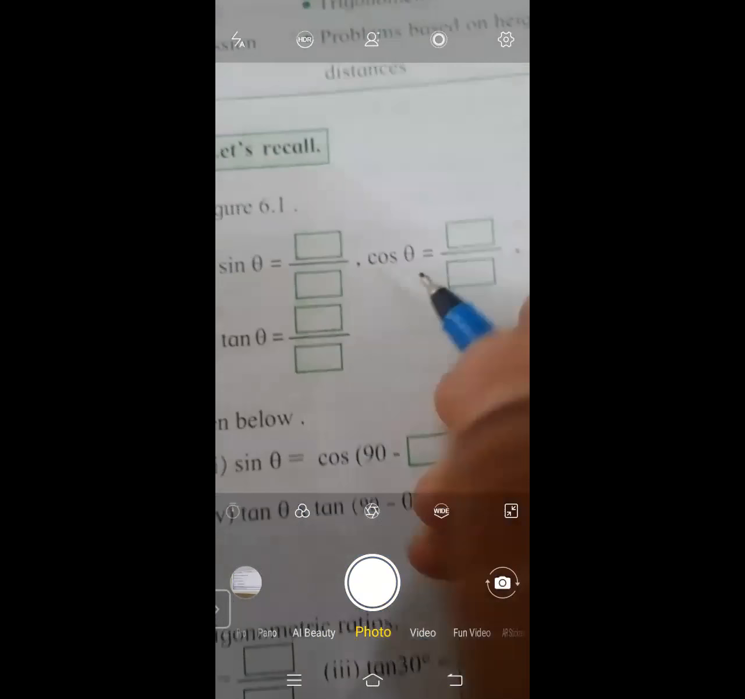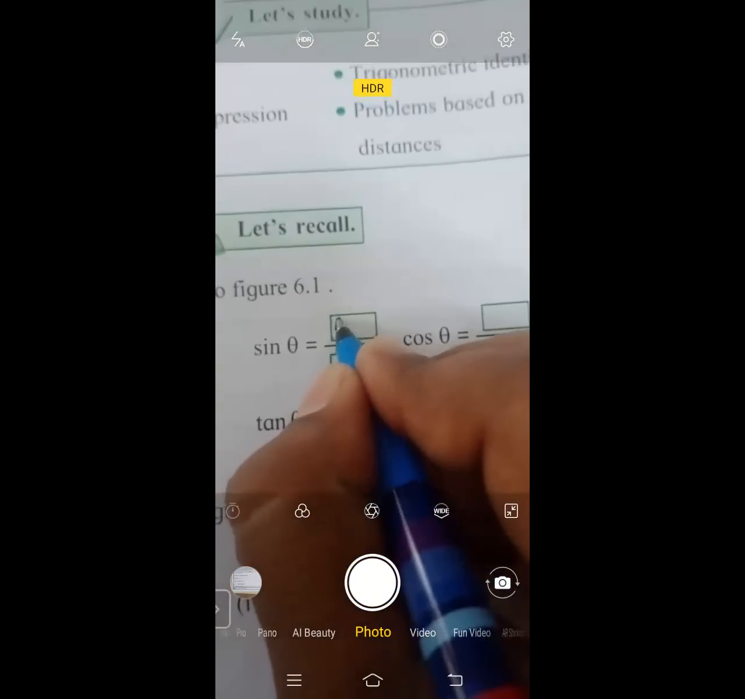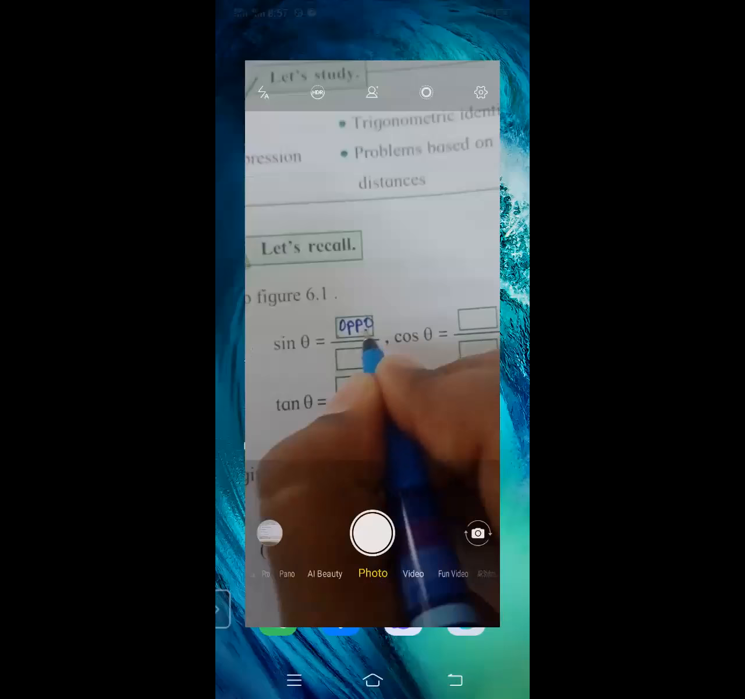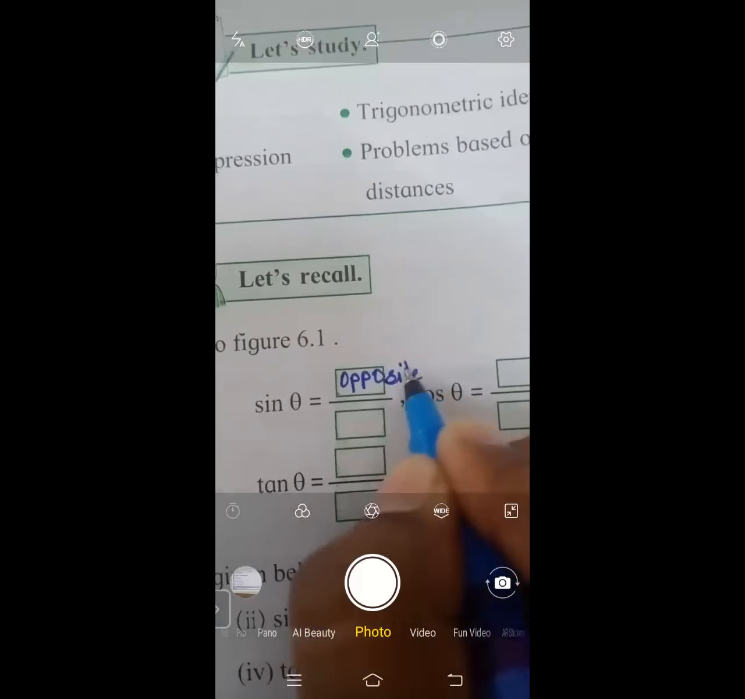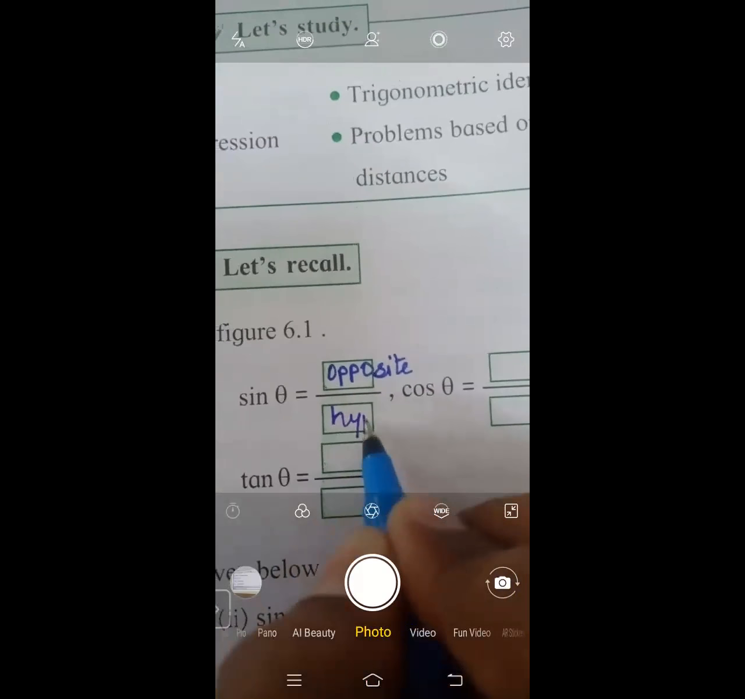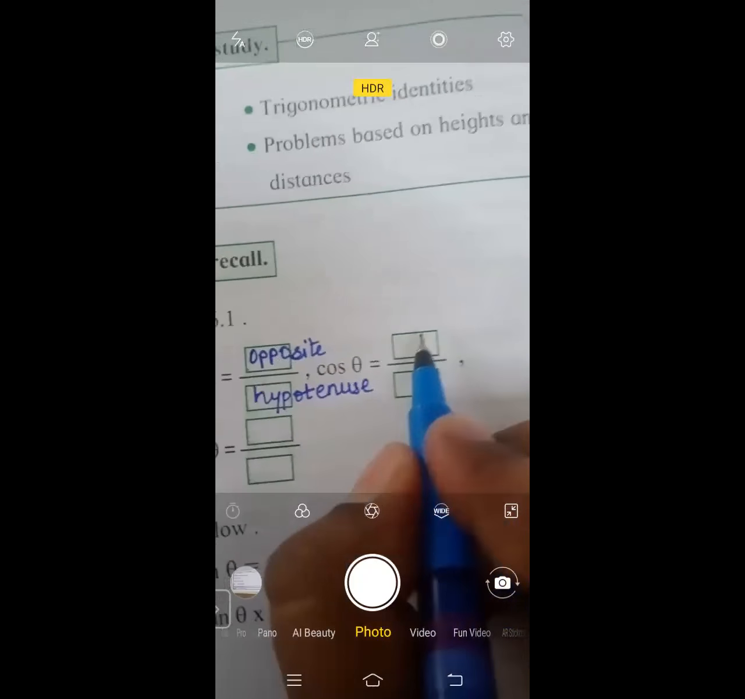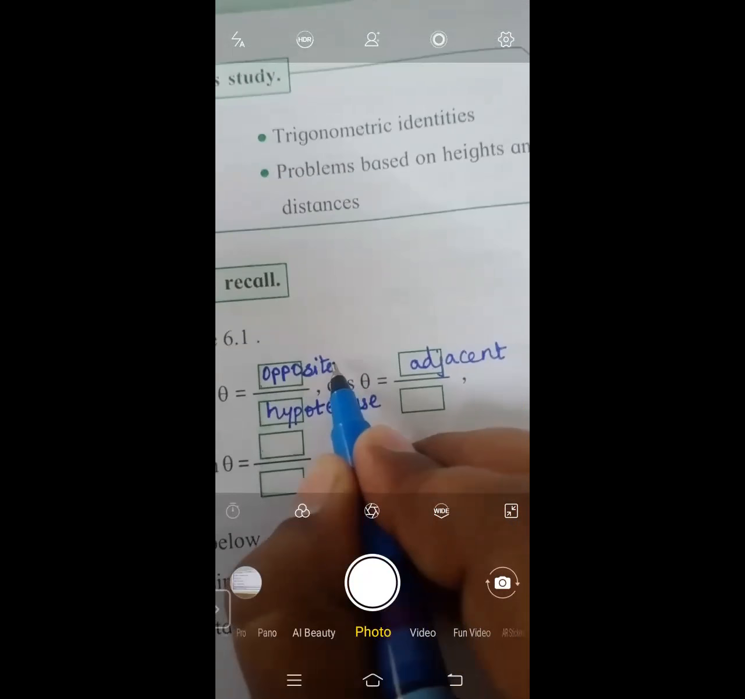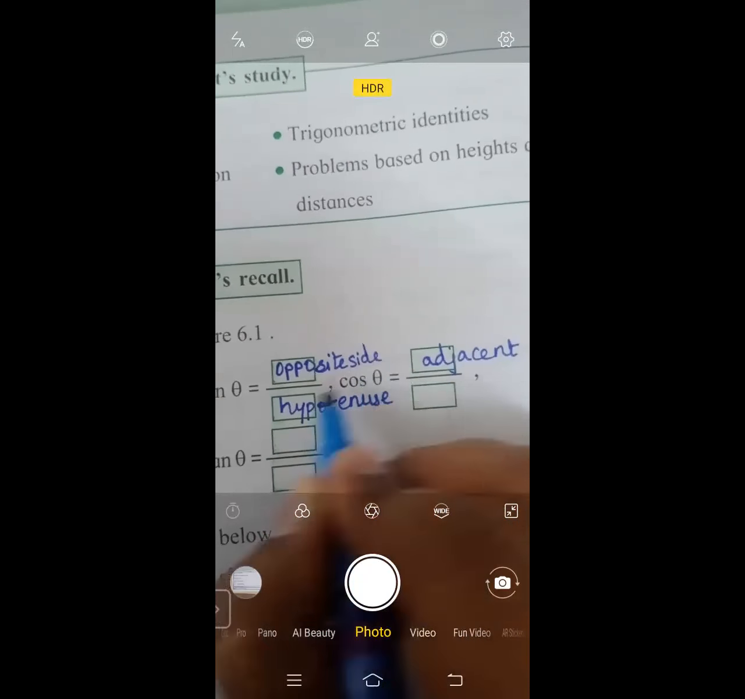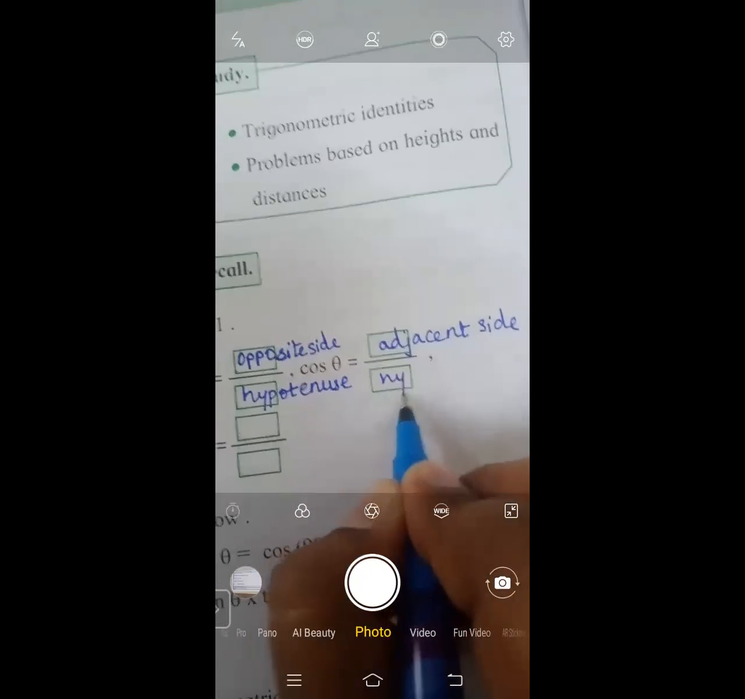So we have learned these ratios. We will just try to recall it. So what is sine theta? Sine theta is its opposite side upon hypotenuse. And what is cos theta? Cos theta is adjacent. I have written it in short, but it is adjacent side divided by hypotenuse.